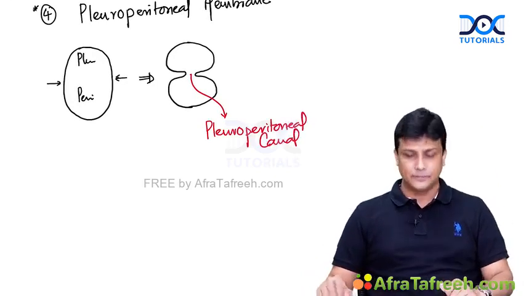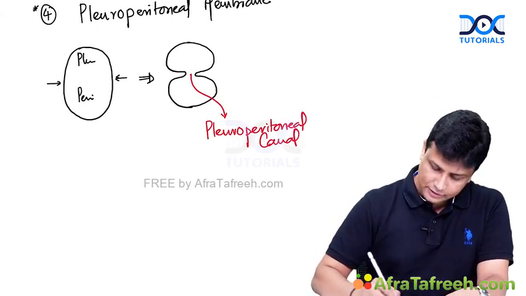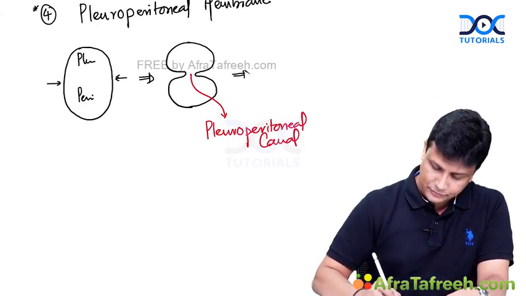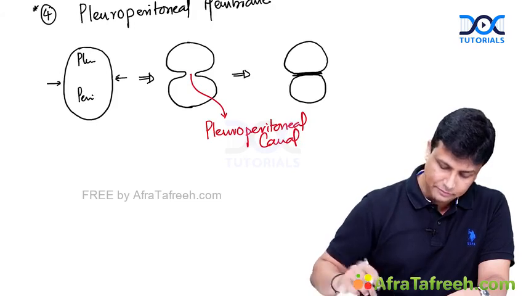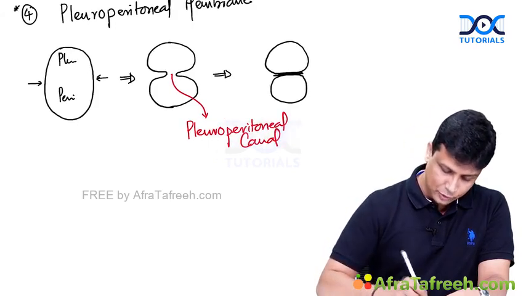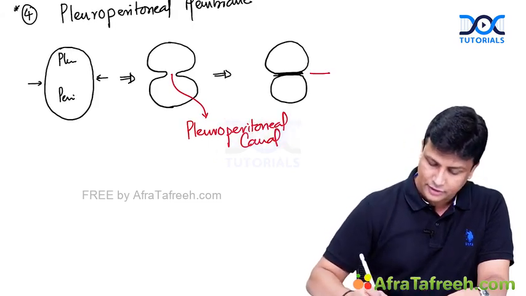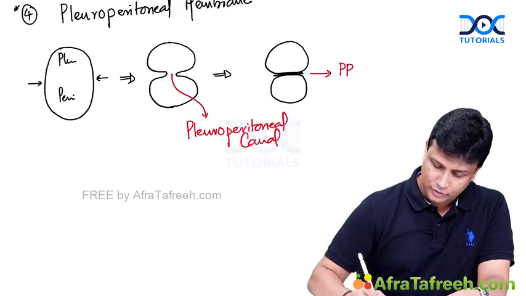Pleuroperitoneal canal, guys. Fine. And finally, what is going to happen here? This is going to fuse together, and once it is fused together, then it will lead to the formation of that membrane in the middle, and that membrane is nothing but the pleuroperitoneal membrane. I'll just write down in short as pleuroperitoneal membrane.